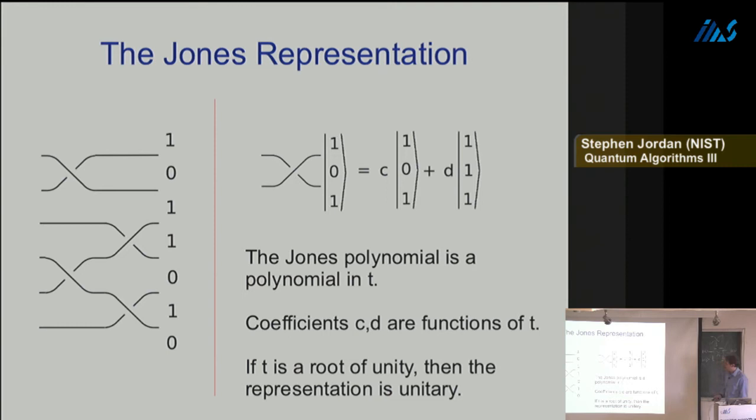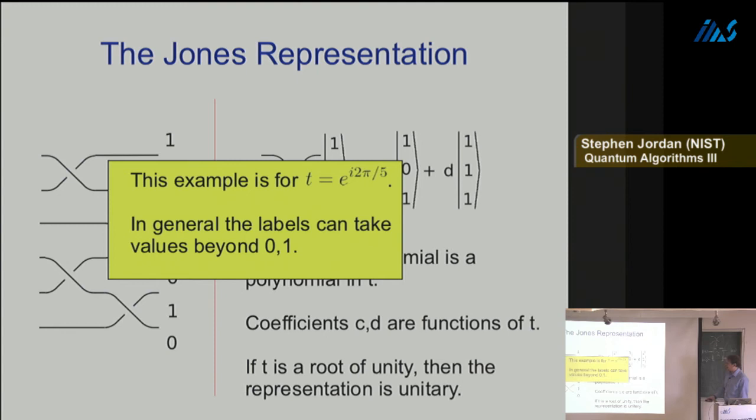Okay. So this example's for the fifth root of unity. More generally, you'd have a bigger list of labels to write down. Oh, you just choose that.